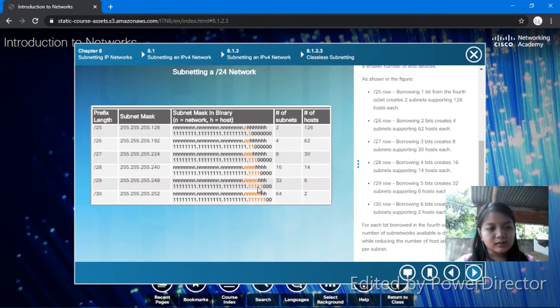Then in slash 29, it has 5 borrowed bits to create 32 subnets and support six hosts, and then the slash 30 has 6 bits to create 64 subnets and to support two hosts.